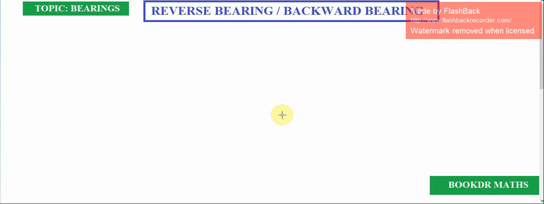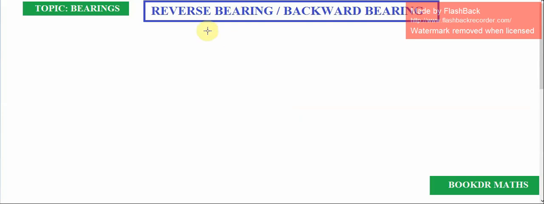We are coming to discuss reverse bearing or backward bearing. But before then, I would like us to revise something under plane geometry 1. We shall be using those techniques here. We've done it already, but I want us to recap our mind on the angles on parallel lines.